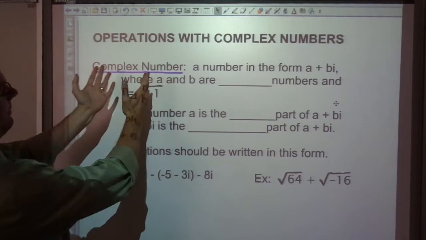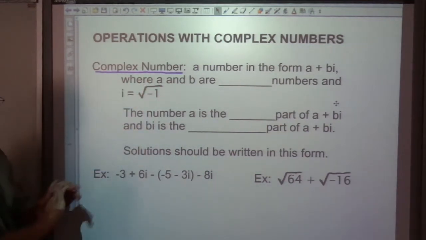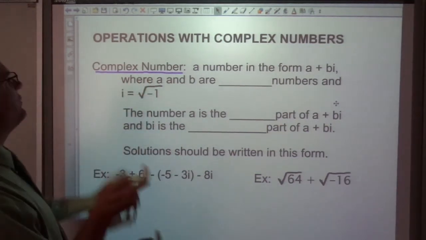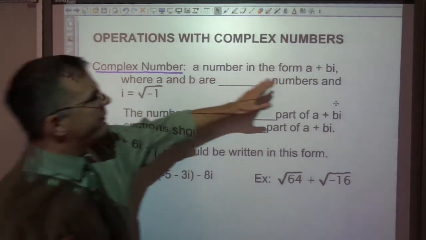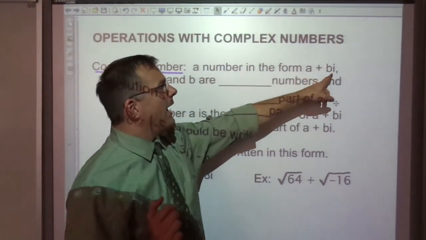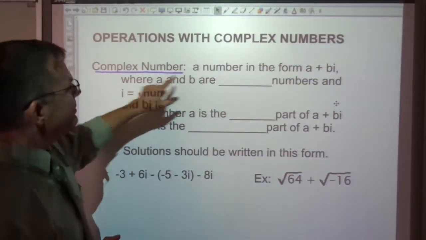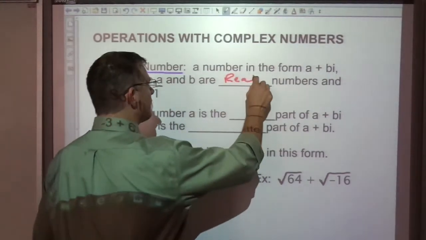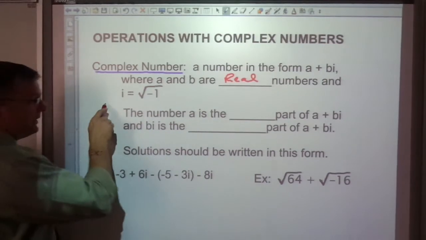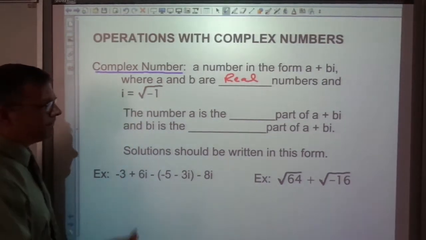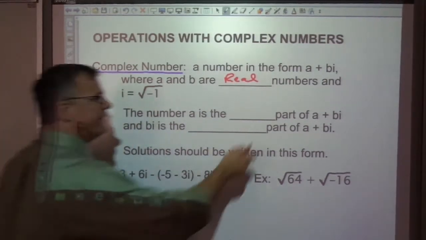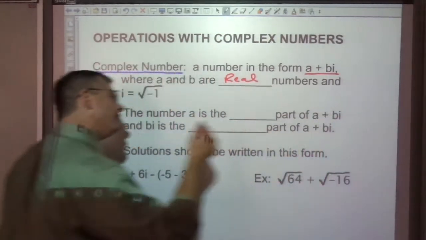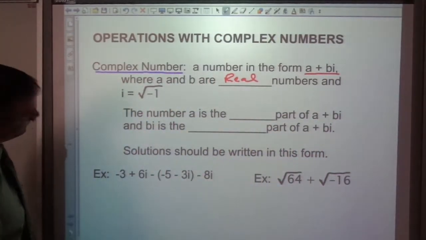A complex number. We've talked about it a little bit. It doesn't mean that it's extra tricky. It means just that it's a number in the form a plus bi, where a and b are both real numbers, and i is the square root of -1. So something in this form is called standard form for complex numbers.